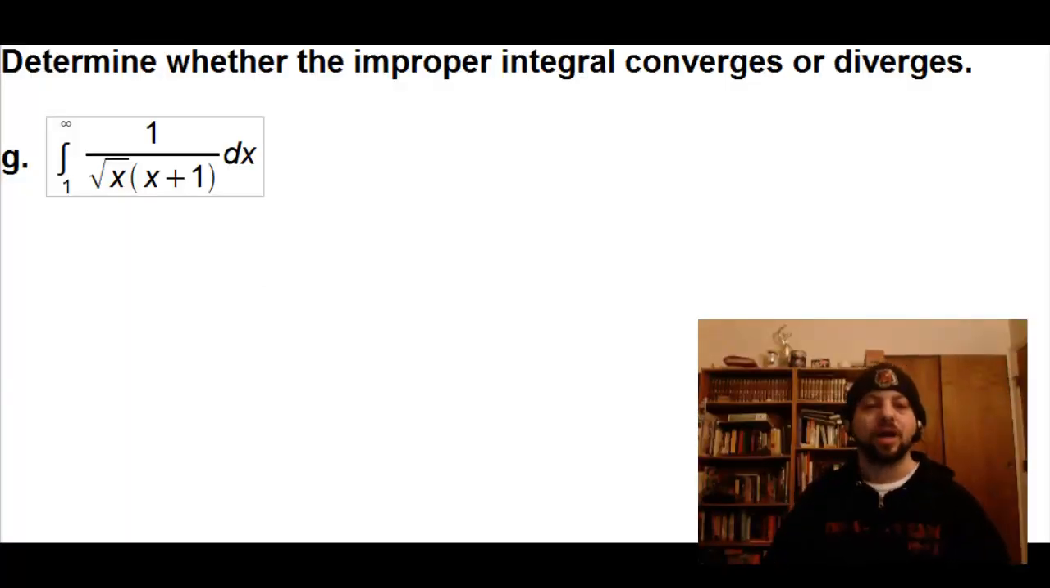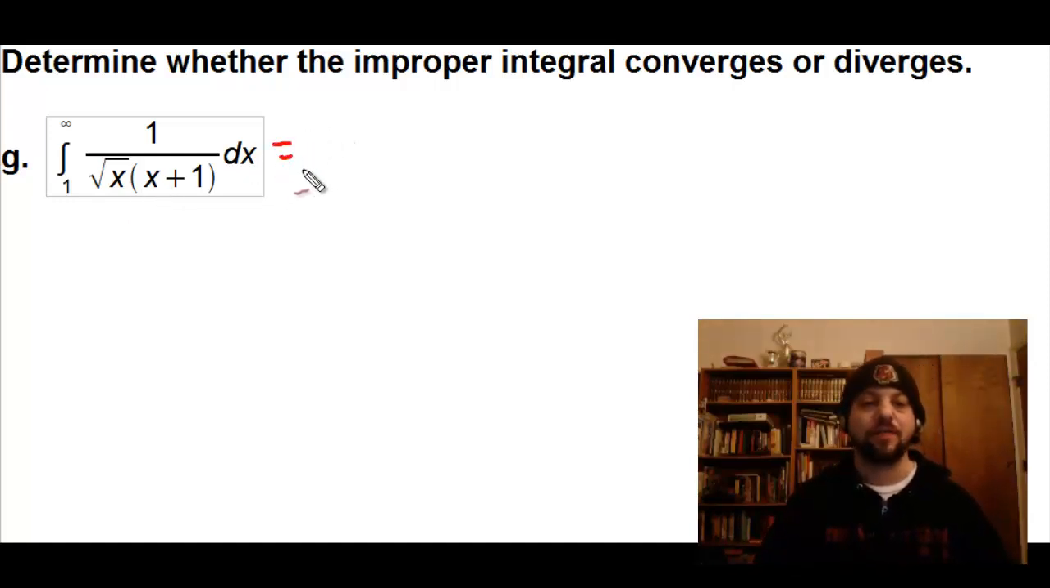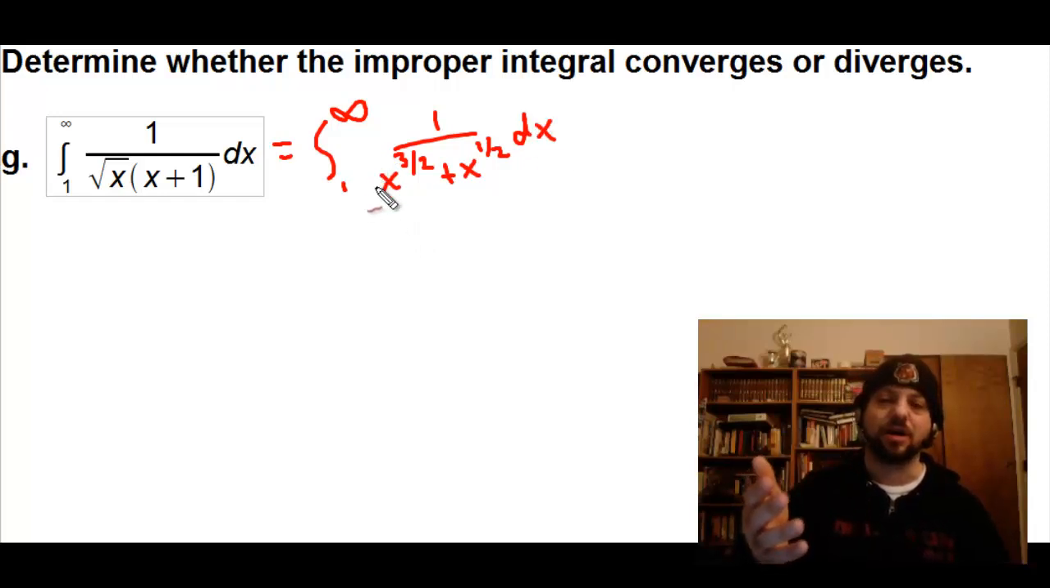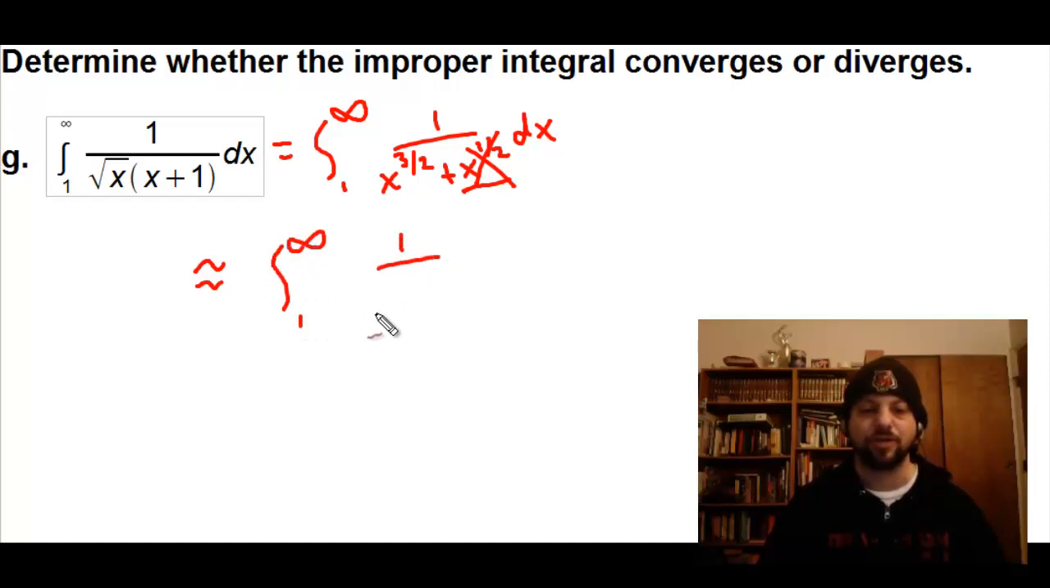So, example G certainly looks very intimidating. What I'm going to argue is that it's actually a very easy problem if we use an approximation for this. If you want to actually write this out, this is the integral from 1 to infinity. I could write this as x to the 3/2 plus x to the 1/2. But to be perfectly honest, as x goes to infinity, what we'll find is that this 1/2 is essentially irrelevant when faced up against x to the 3/2. So I'm going to approximate this as the integral from 1 to infinity of 1 over x to the 3/2 dx.